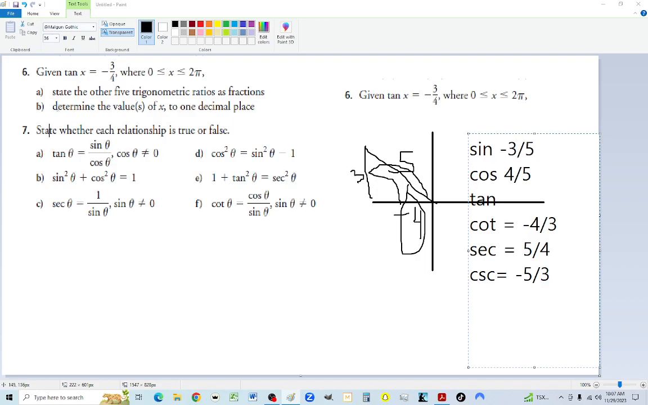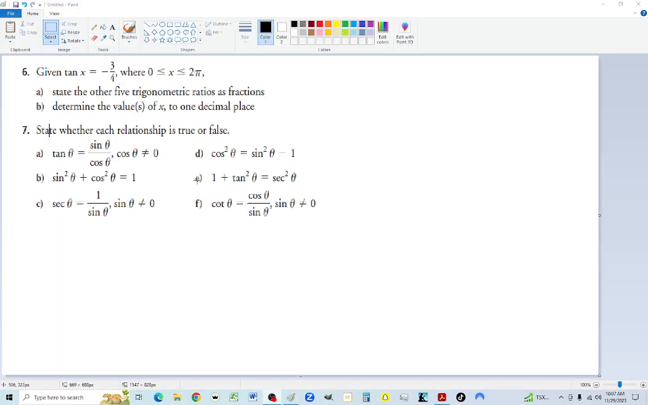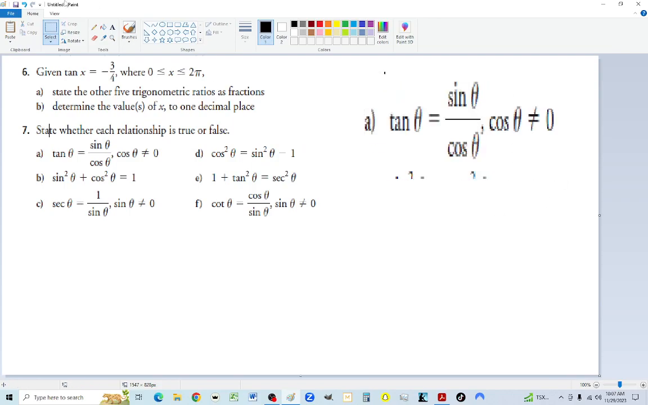Now, let's see if these are true or not. Some of them are self-evident, but let's see if we can just prove this without just knowing that it's already true. This is true for sure.